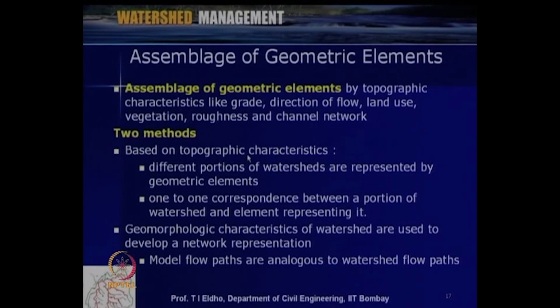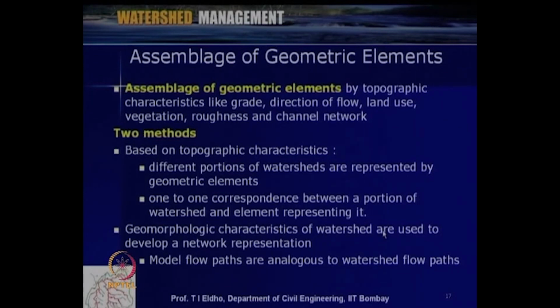The first one is based on the topographic characteristics, where different portions of the watershed are represented by geometric elements, with a one-to-one correspondence between a portion of the watershed and the element representing it. So, we do this assemblage based upon the topographic characteristics.